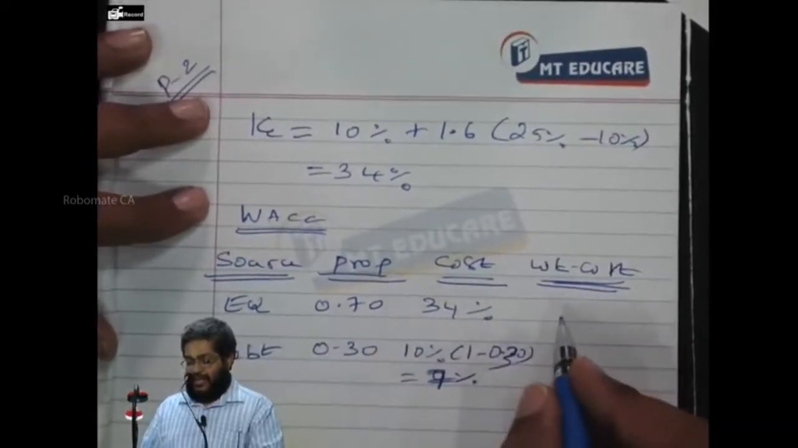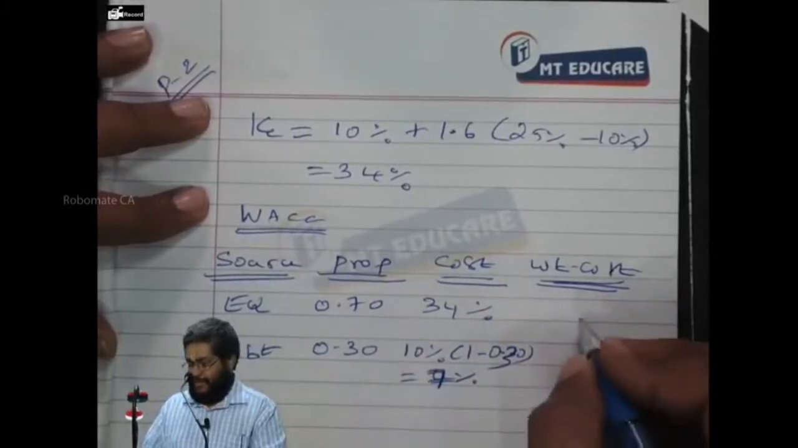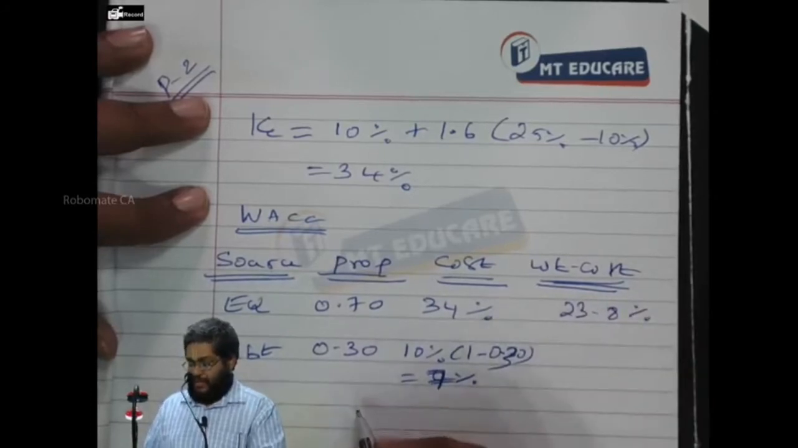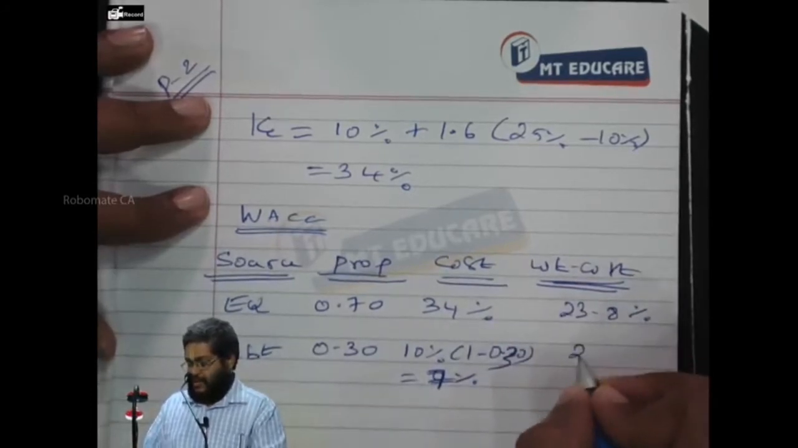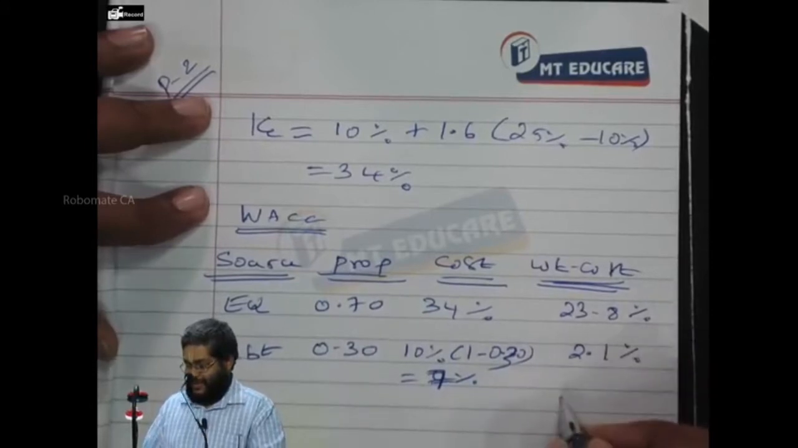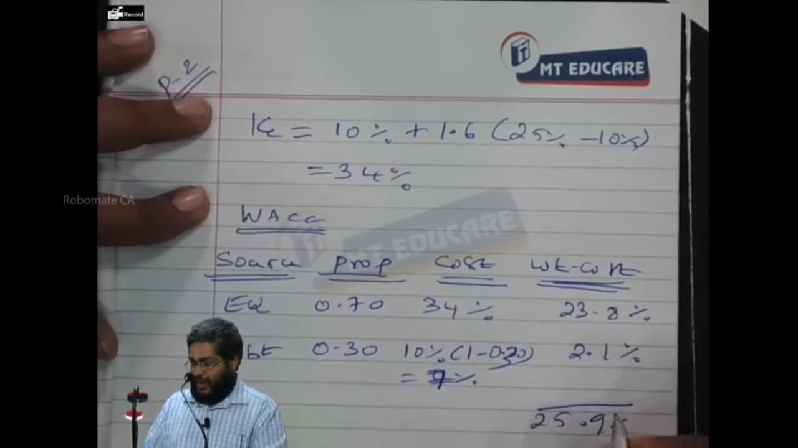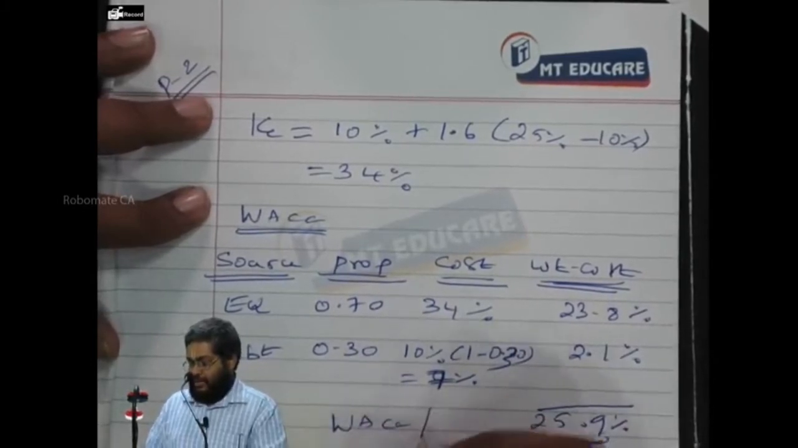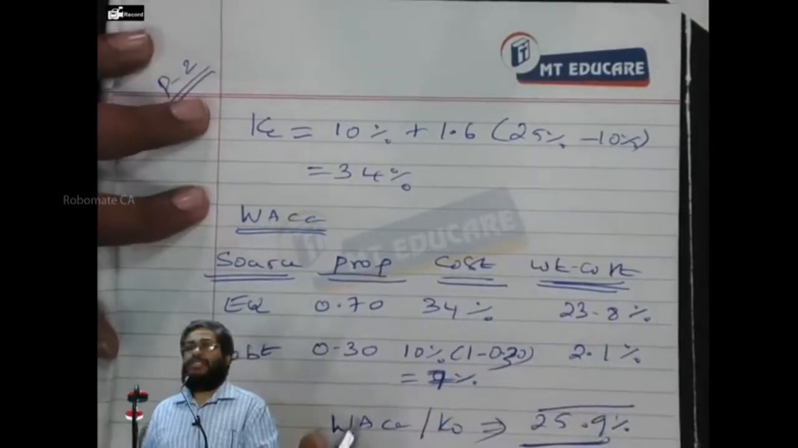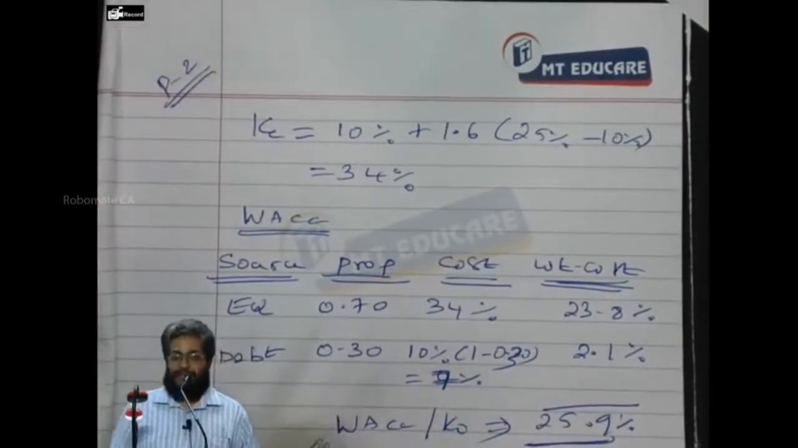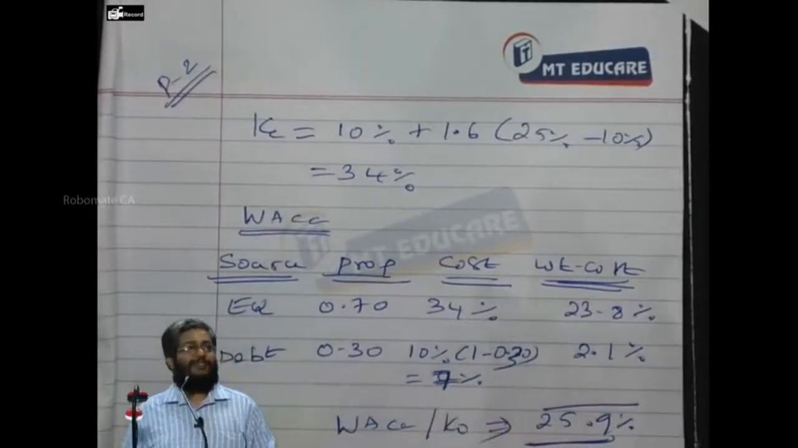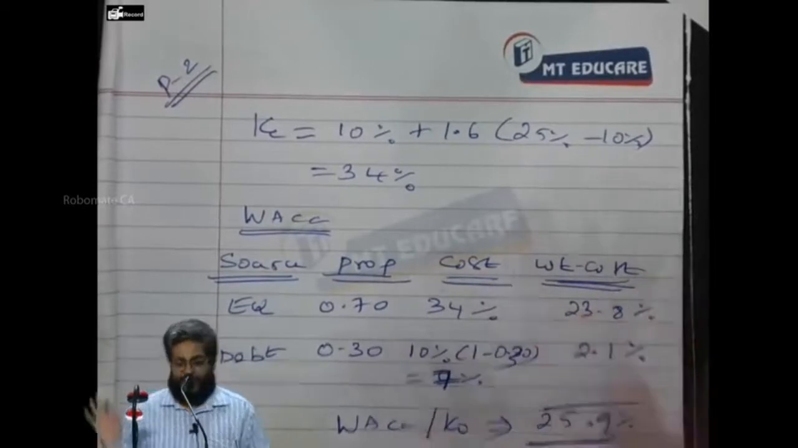Weighted cost: 0.7 into 34, somebody? 23.8 percentage. 0.3 into 7, I will tell, 2.1 percentage. What is the total here? 25.9 percentage, which we normally call WACC. People even call it KO, overall cost of capital or weighted average cost of capital. Don't think WACC divided by KO. Everybody, yes or no?